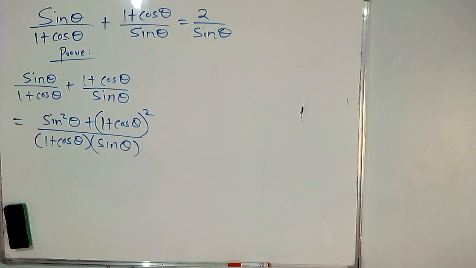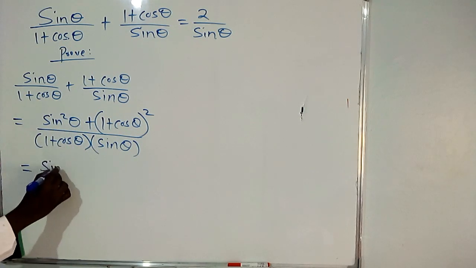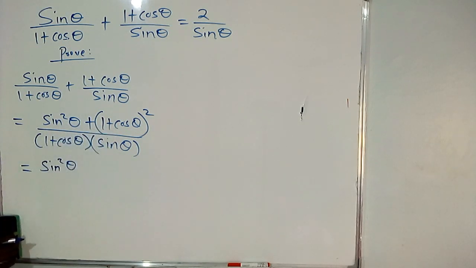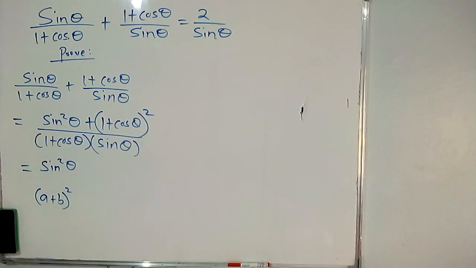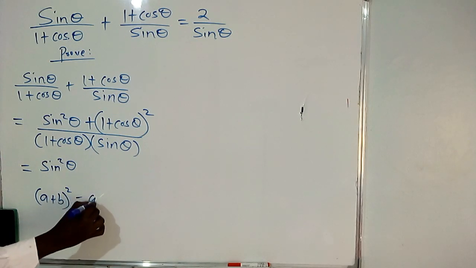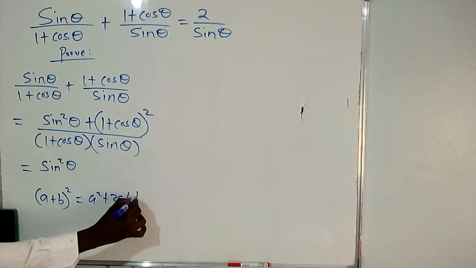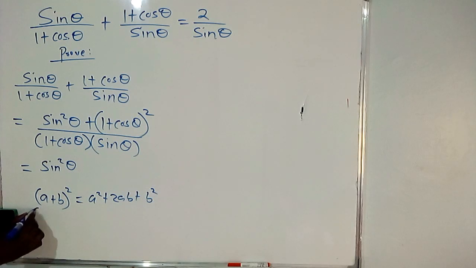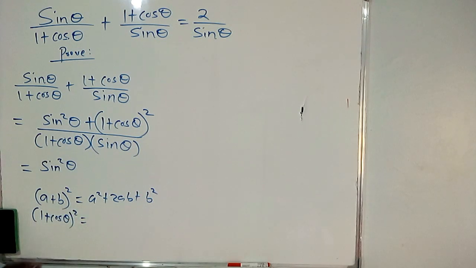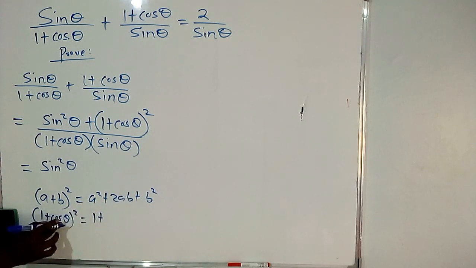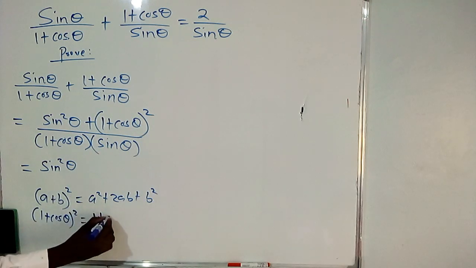So the next step is to open that bracket in the numerator. So we have sin squared θ plus, what is 1 plus cos θ squared? That is a quadratic identity, isn't it? It is a quadratic identity, a plus b squared. So a plus b squared is a squared plus 2ab plus b squared. So we have 1 plus cos θ squared, meaning a is 1 and b is cos θ. So where there is a you put 1, where there is b you put cos θ, isn't it?